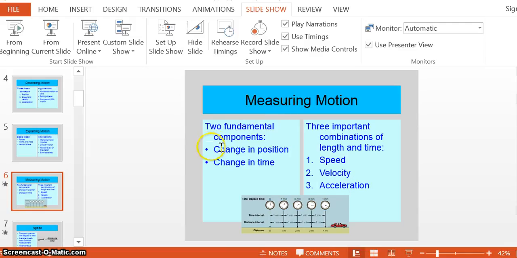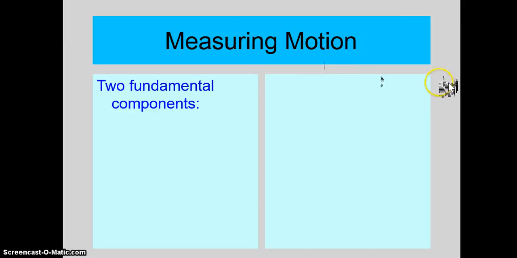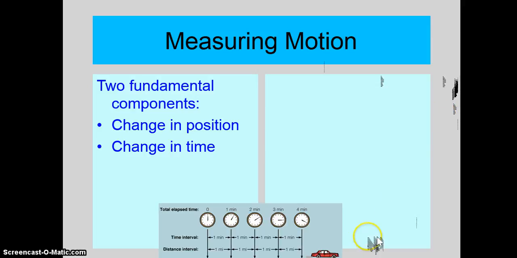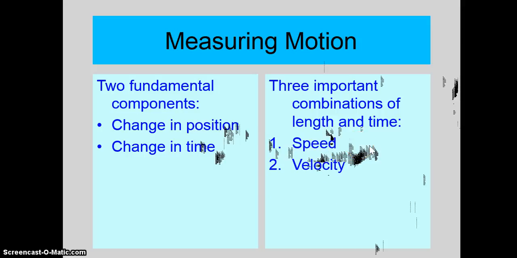Going back to the PowerPoint presentation, let's make that larger. So, measuring motion, and we just covered this. Changes in position over changes in time. Here's an example from the PowerPoint. They're showing different times, different positions, and what we do is we talk about the speed, which is the change in position divided by the change in time. I'll show you examples of each of those. Remember, speed is just the magnitude, the size of it.